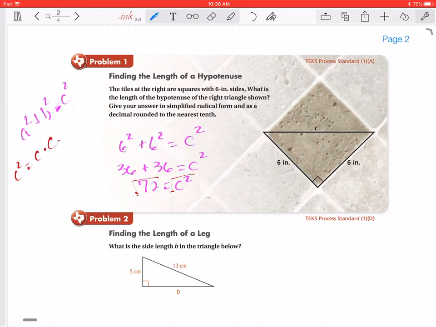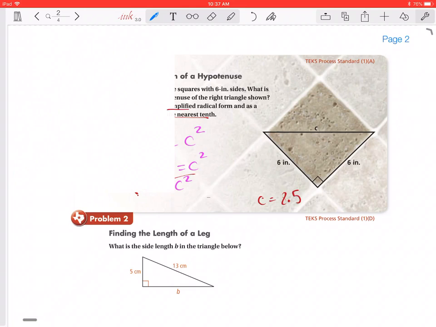Now the square root of 72, let me put that in the calculator. Okay, so the square root of 72 is not an even number. It gives me 8.485. It says the answer is a decimal rounded to the nearest tenth, so I can say that that's one of my answers. So C is equal to around 8.485, which is going to be 8.5. But we also want it in terms of simplified radical form, okay?